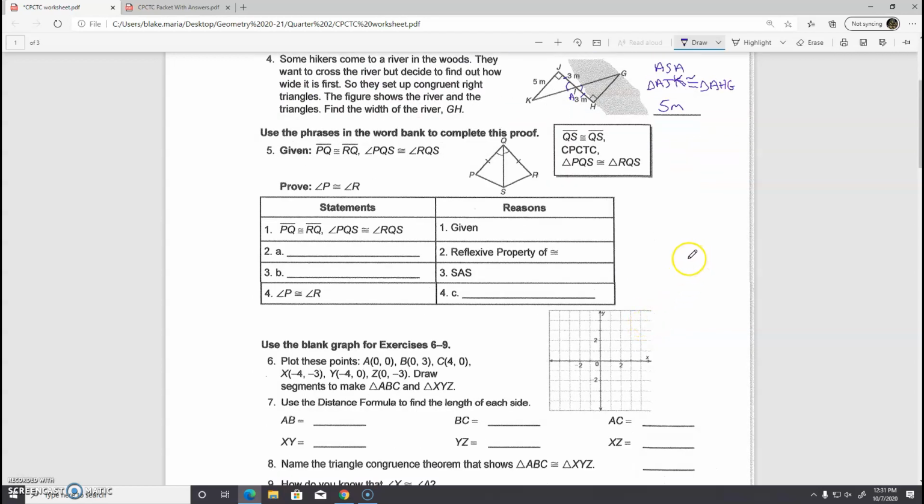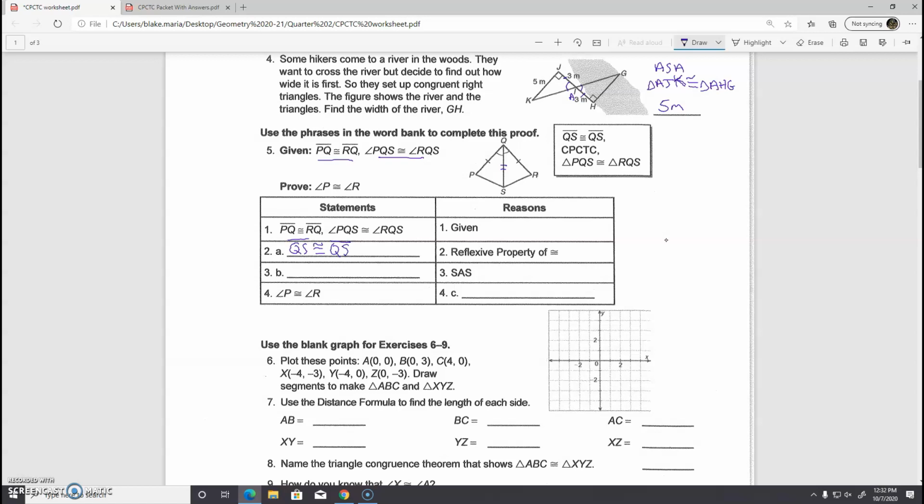Using it in proofs. So here, notice they want you to prove angle P is congruent to angle R. Well, there's no marks here, so we've got to work our way through this proof. So PQ is congruent to RQ. They have ticks. That was given. And PQS, got a rainbow. RQS, got a rainbow. Those are equal. Again, that was given. So the next step says reflexive property. That's when they share that side. So remember, reflexive, QS equals itself. All right, that reflexive property, and we're going to go ahead and put a tick on that as well.